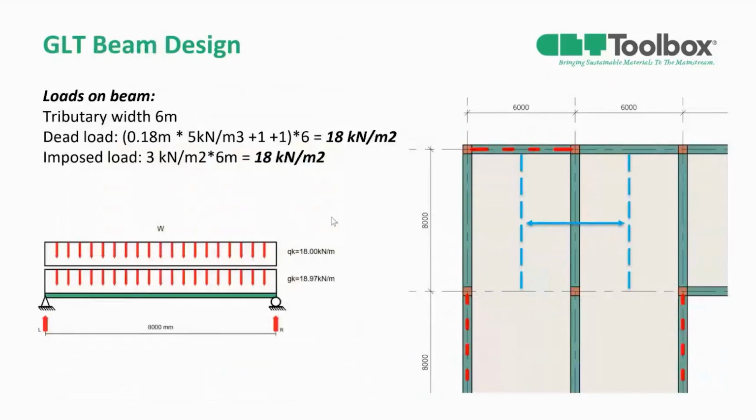For calculating the beam, we'll take the tributary area of the middle beam we have. So we have the 6 meter, we calculated the dead and imposed load, and we have 18 kilonewton per square meter. We're going to use that load information in our design.